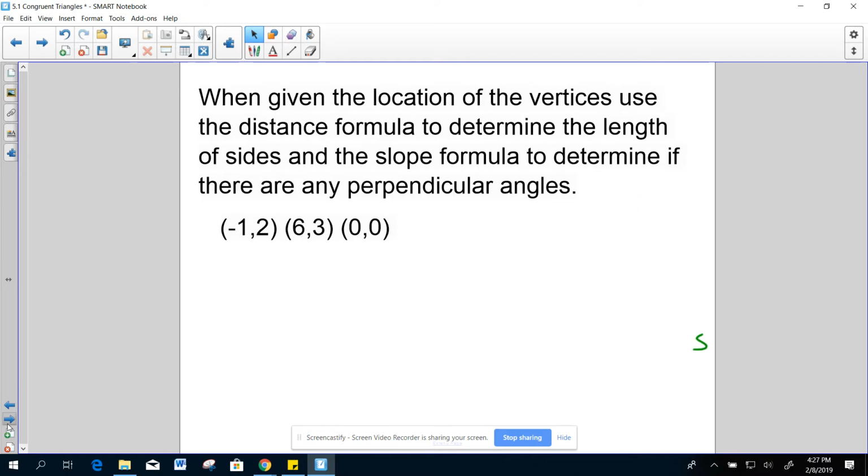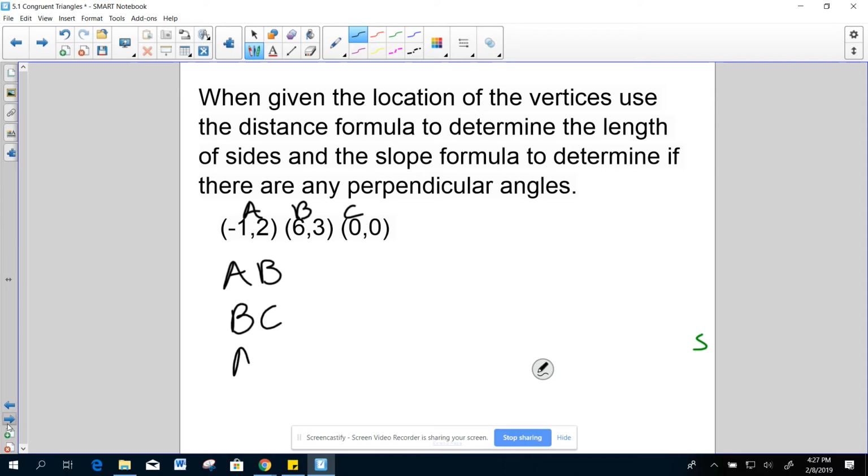Now, what happens when they give us three points? We're going to have to use the distance formula, and we're going to have to use slope. I'm going to label these as points A, B, C. You need to find the distance of AB. Excuse me, I miswrote that. You need to find AB, you need to find BC, and you need to find AC. Once you find those distances, you can get the name of your triangle by its sides.